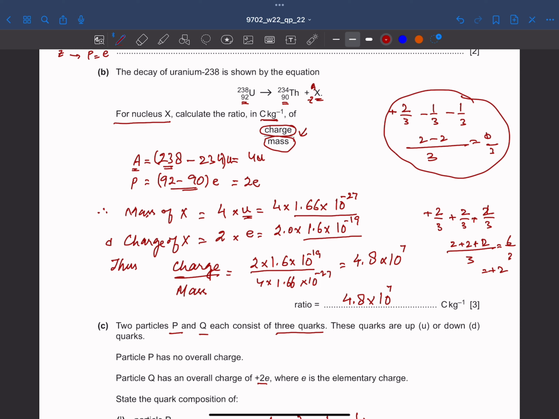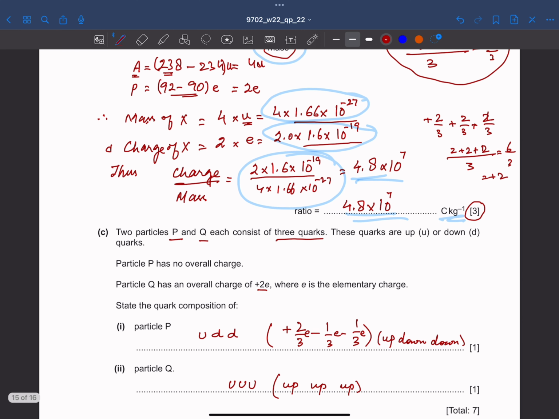So ultimately what you are getting, the charge has this complete value, and of course the mass is given by this value. So when you use these values, you will get 4.8 into 10 to the power 7, which is the required ratio between the charge and mass. This is very, very important, and of course the unit is coulomb per kg. So you better use all these steps to get the complete marks, 3 marks.